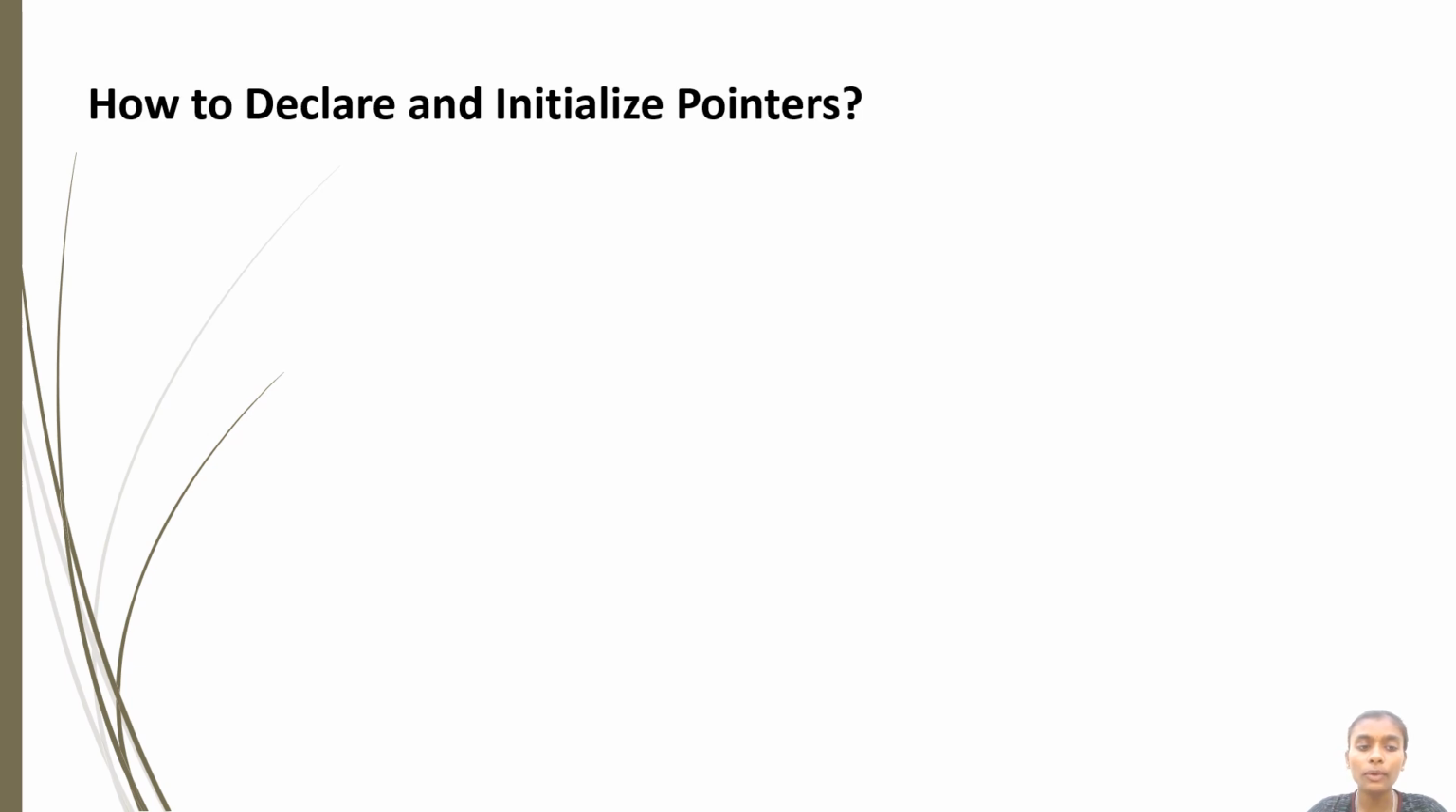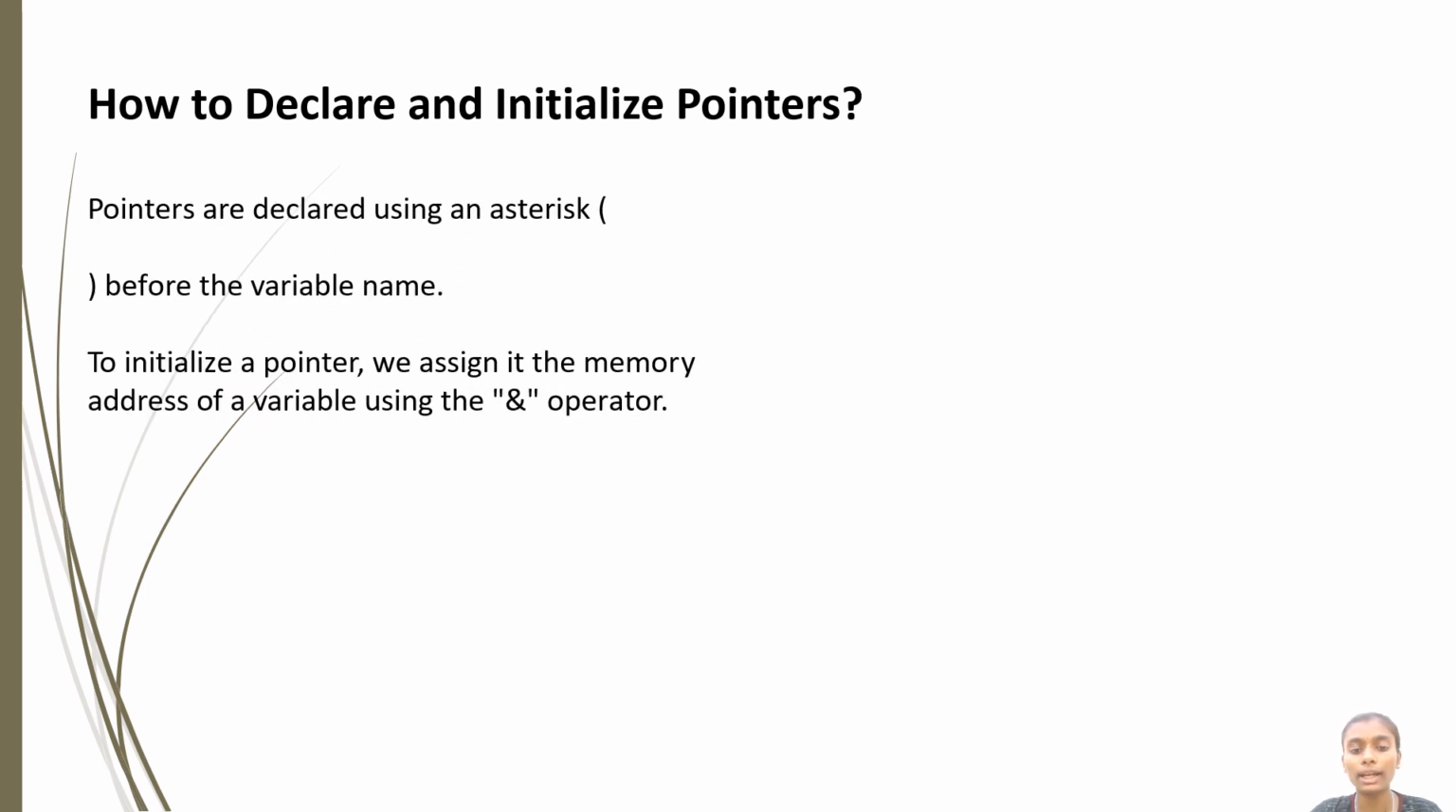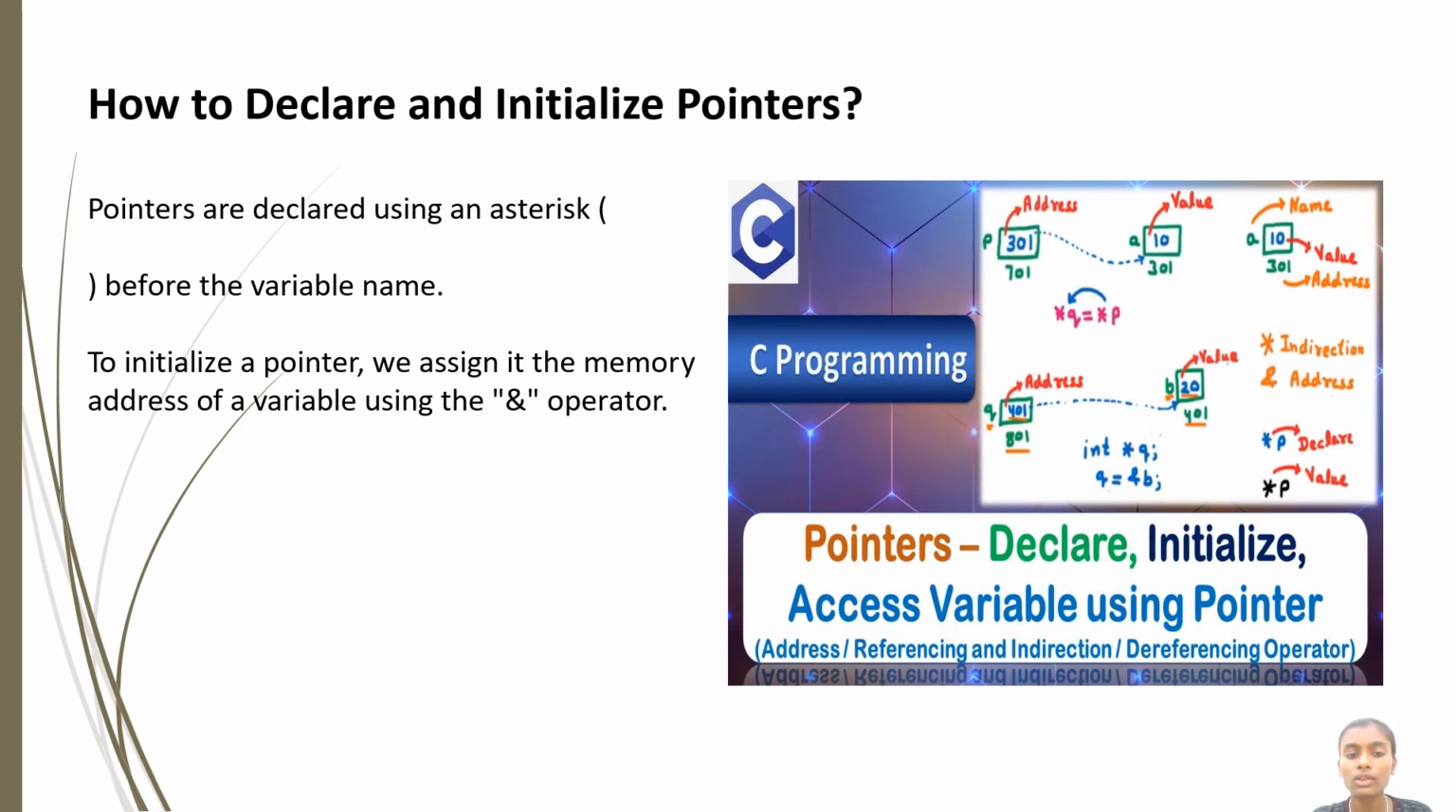How to declare and initialize pointers? Pointers are declared using an asterisk before the variable name. To initialize a pointer, we assign it the memory address of a variable using the ampersand operator. A pointer declared here will point to some random memory address as it is not initialized. Such pointers are called wild pointers.